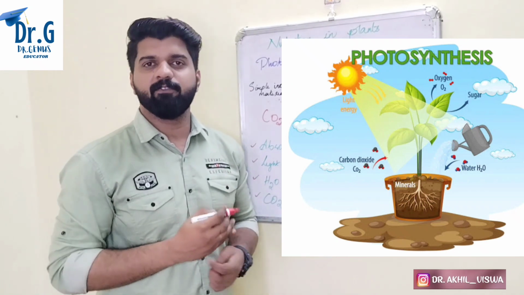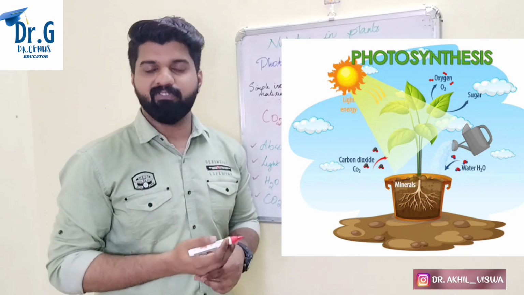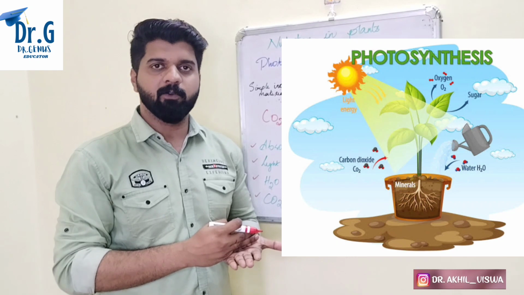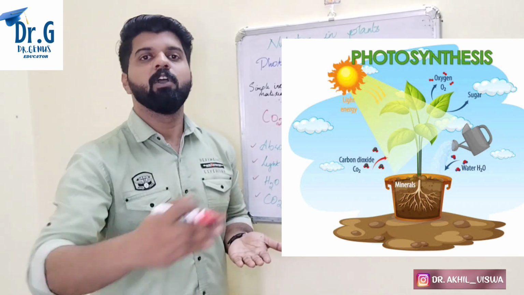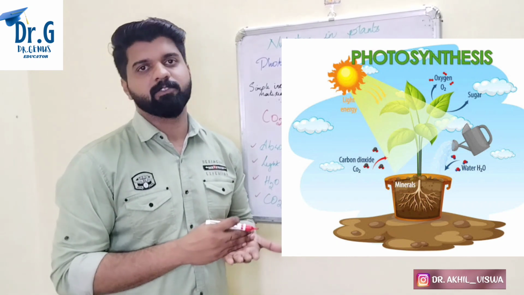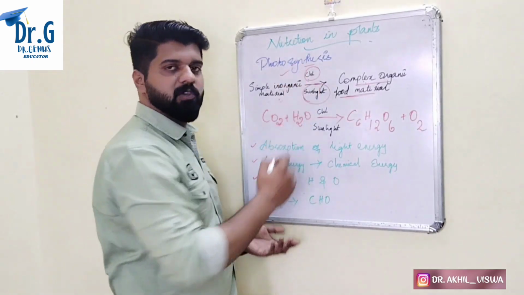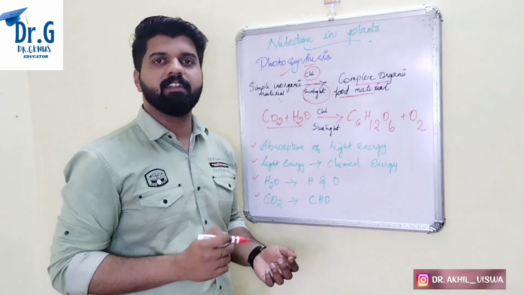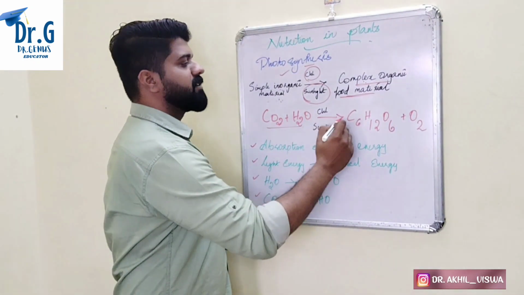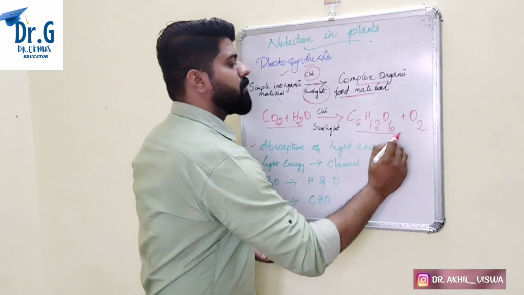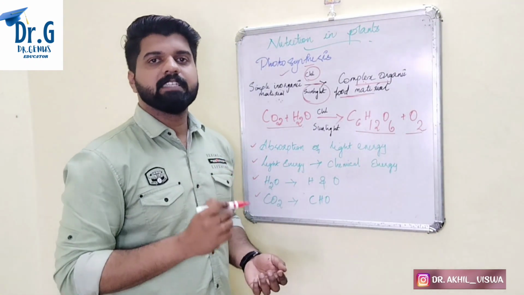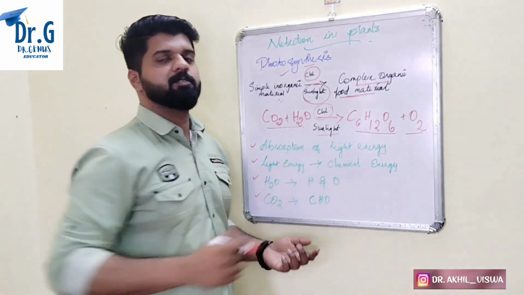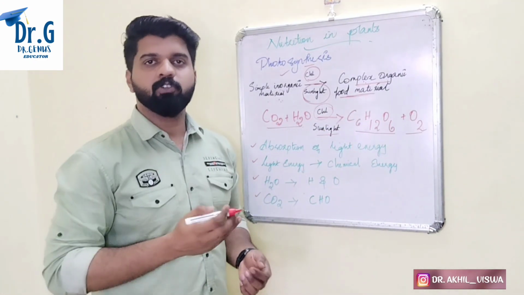So now, what do you mean by photosynthesis? With the help of chlorophyll, sunlight and carbon dioxide, simple inorganic compounds will be converted into complex organic components. That is called photosynthesis. So let's write the equation. Carbon dioxide and water are the simple inorganic components which are converted into complex organic substances, C6H12O6 and oxygen, with the help of chlorophyll and sunlight. So this process is called photosynthesis.